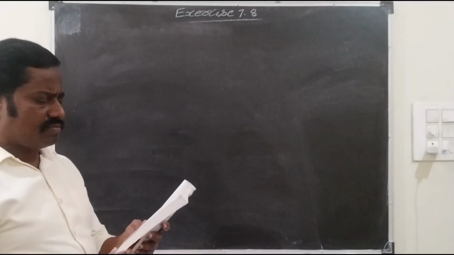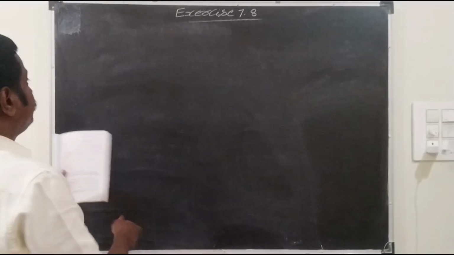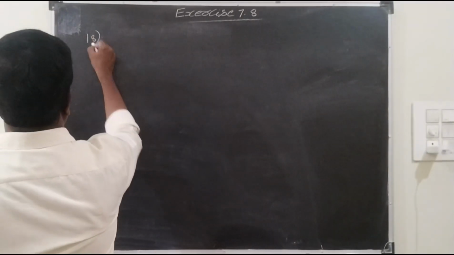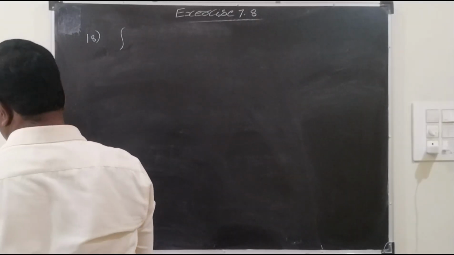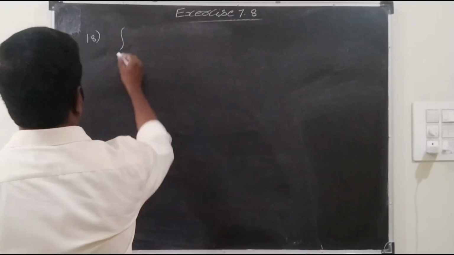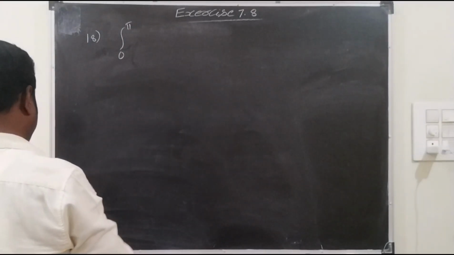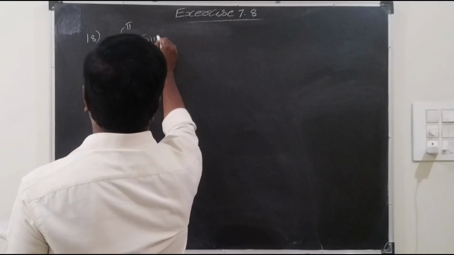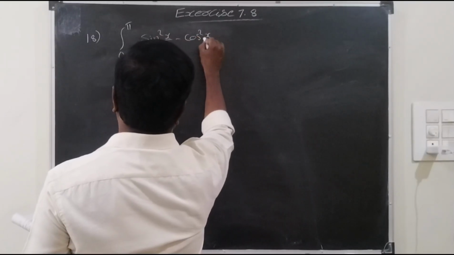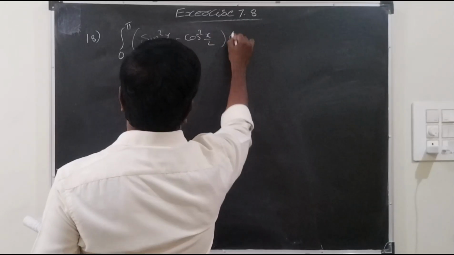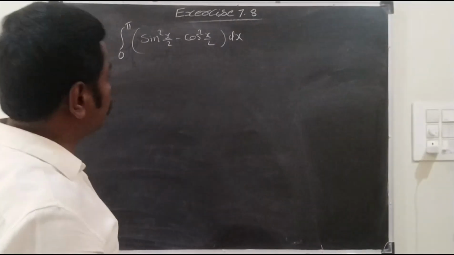Next, the integral from 0 to pi of sin square x by 2 minus cos square x by 2. That is, integral from 0 to pi, sin square x by 2 minus cos square x by 2.